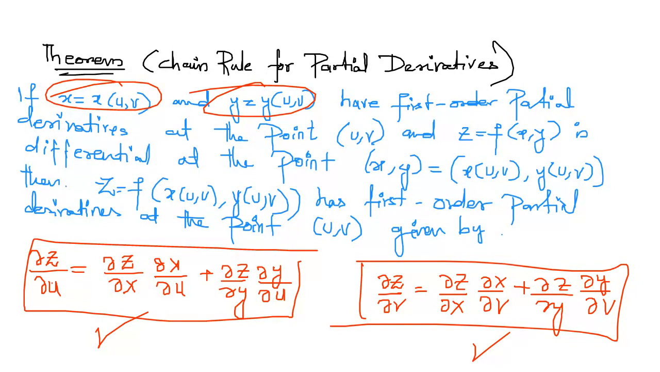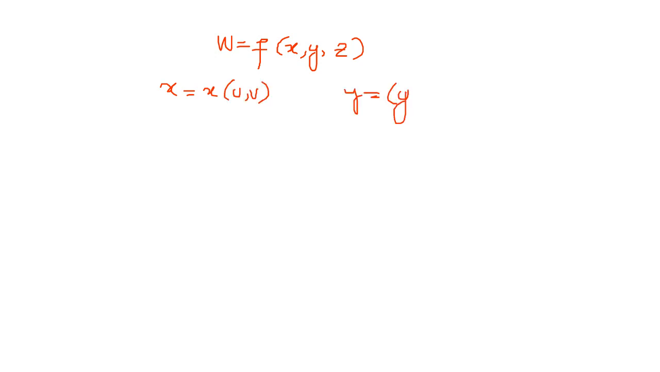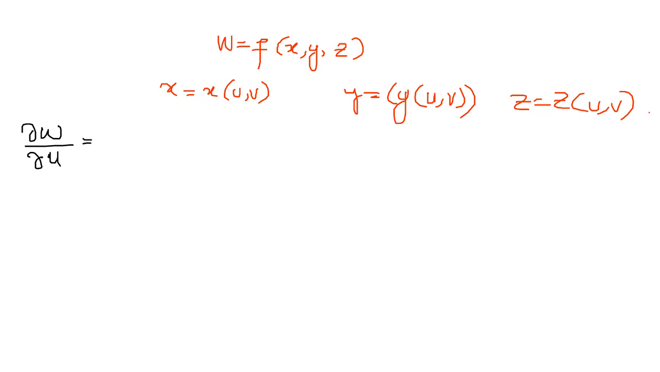So if you have three variables, for example w is a function of x, y and z, and x is a function of u and v, y is a function of u and v, and z is a function of u and v, then there will also be two partial derivatives. What will those be? The partial derivative of w, first you have to find with respect to u, and then with respect to v.